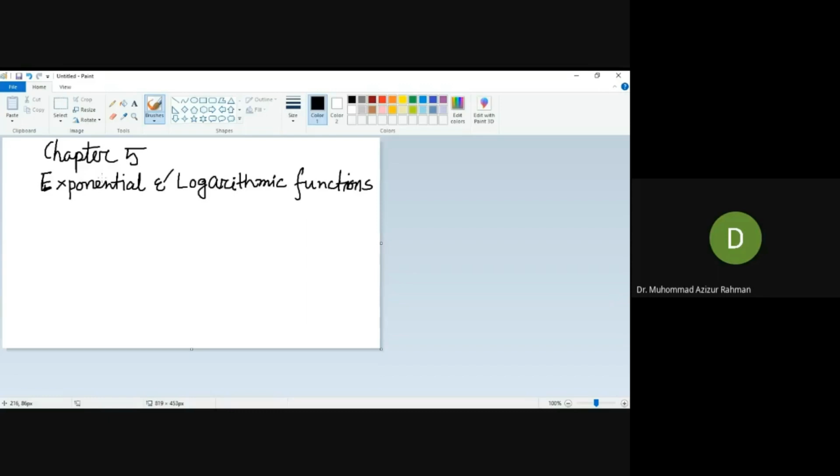So there are several properties which are quite common or general. We should know 7 important properties of exponents.